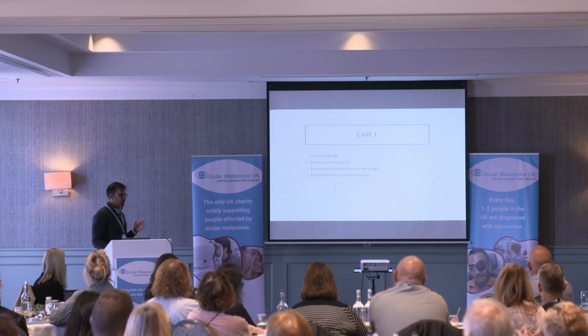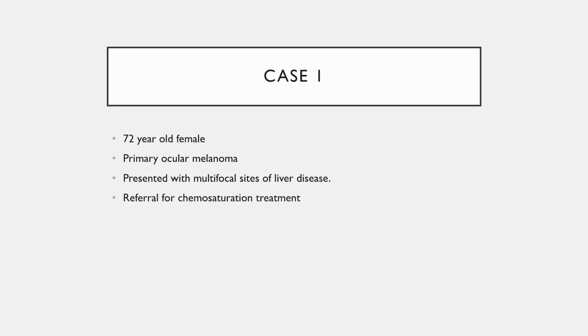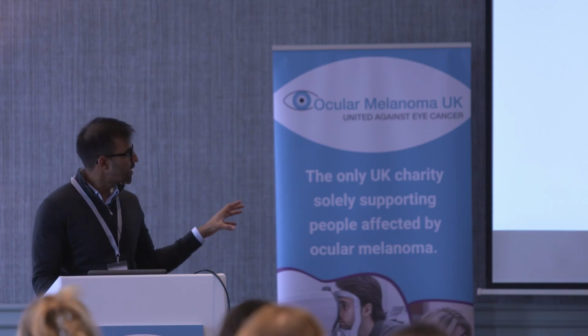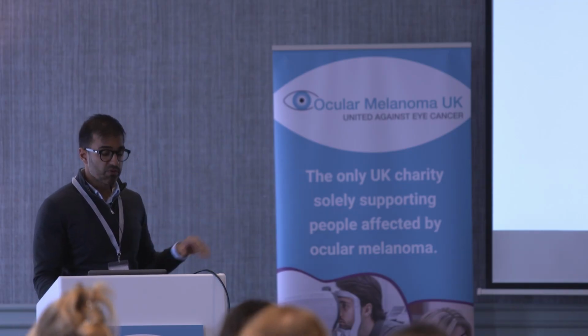I'm just going to go through some cases because I think visual aids are far more important than me just blabbering on about studies. So we have a 72-year-old female, and I'm going to talk a little bit about this lady at the end of the talk. She had primary ocular melanoma, was treated at the primary site, but unfortunately presented with multifocal sites of liver disease, no other disease elsewhere in the body, and was referred to us for chemosaturation treatment. She went through the pathway I mentioned earlier and was deemed suitable for the treatment.